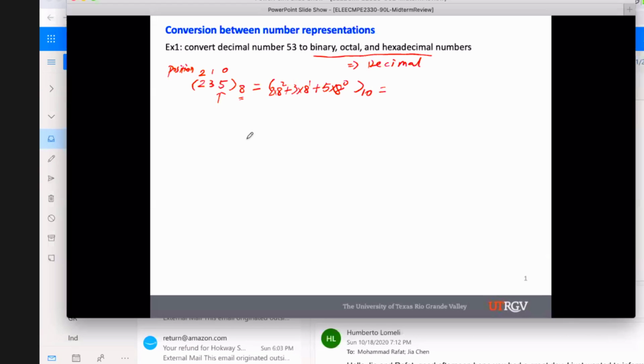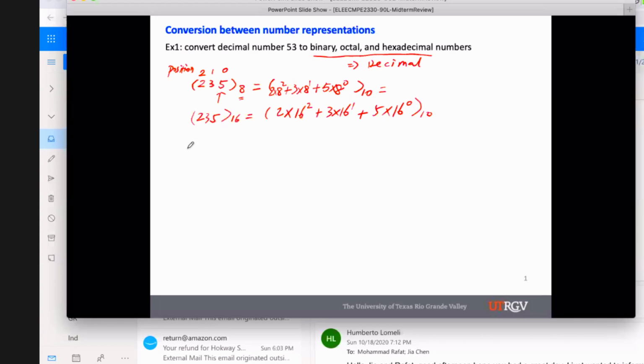If it's a hexadecimal number, for example 2, 3, 5, base 16, you just substitute the 8 with 16. It equals 2 times 16 power 2 plus 3 times 16 power 1 plus 5 times 16 power 0. This is your decimal now. Then you do the math. Similarly for binary.